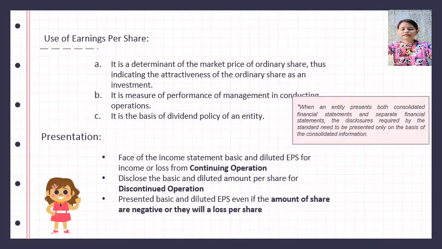An entity shall present on the face of the income statement basic and diluted earnings per share for income or loss from the continuing operations. An entity that reports a discontinued operation shall disclose the basic and diluted amounts per share for the discontinued operations, either on the face of the income statement or in the notes to the statements. And also, an entity shall present basic and diluted earnings per share even if the amounts are negative, for example, basic loss per share.